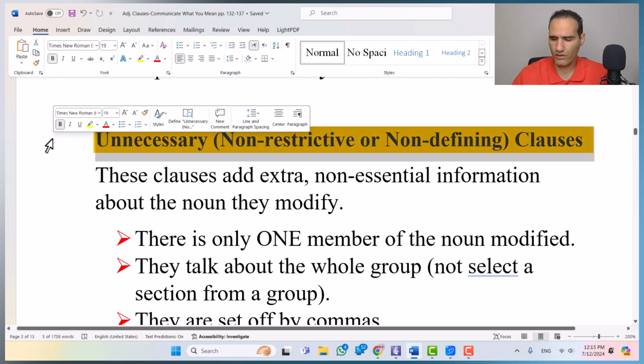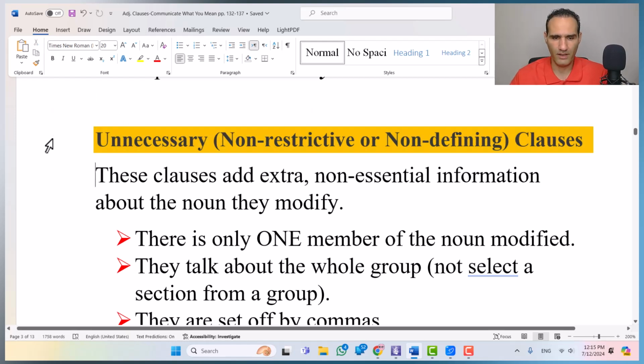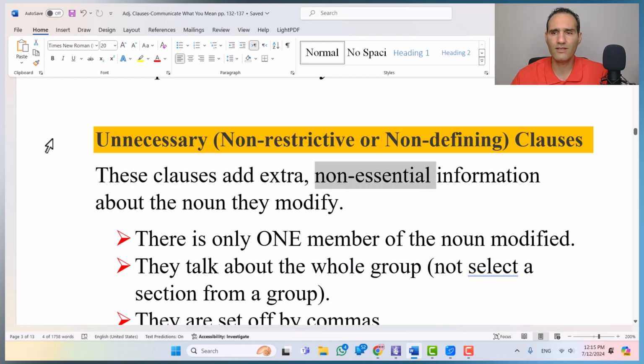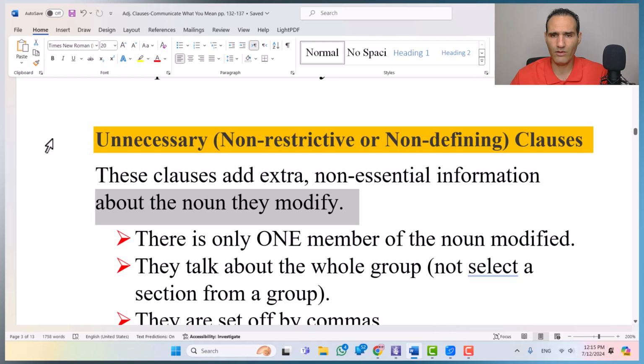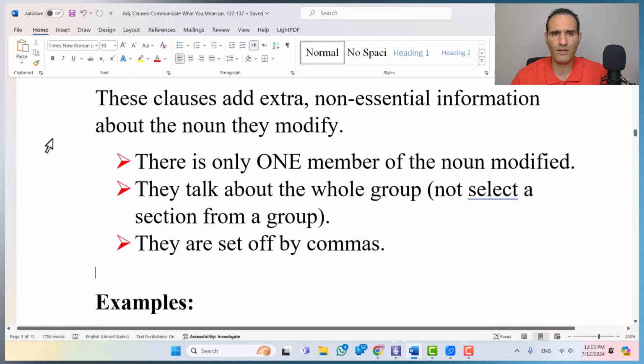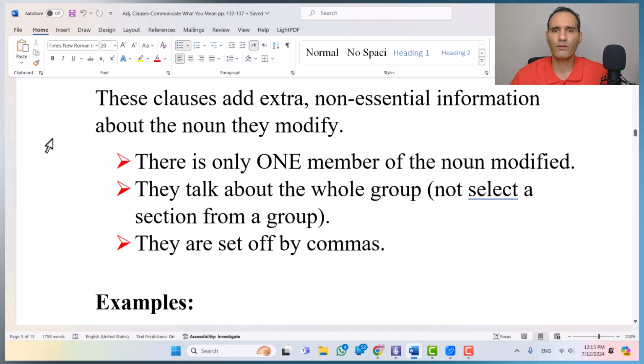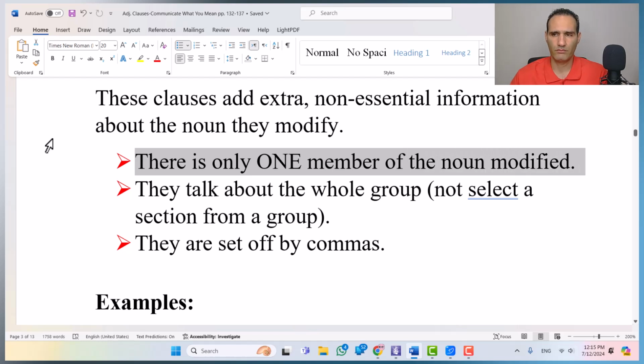Unnecessary adjective clauses, or non-restrictive, non-defining. These clauses add extra, non-essential information about the noun they are modifying. Some features about them: they are not selecting a part from a group. There is only one member. It's not a group we are selecting a part from. There is only one member, one of a kind.